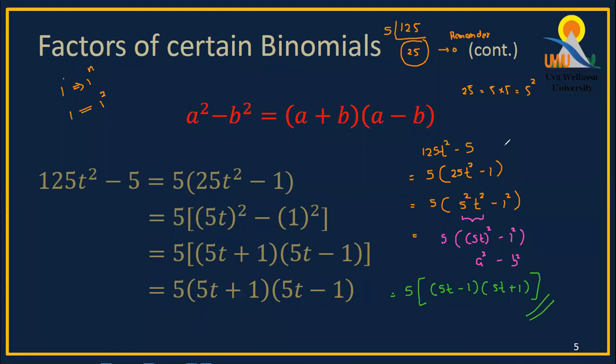Therefore, if you need to identify the factors of certain binomials, and you suspect that there is a single term common factor, first of all, you have to take this single term common factor out of the expression and then try to obtain the factors for the remaining quantity. It is the concept that I have used here. First, I have taken the single term common factor, then performed the calculation for the remaining part using the concept of a squared minus b squared.